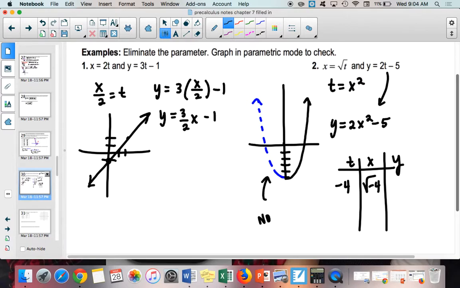So no negative values for t because x was equal to the square root of t, right? Does that make sense? You can't put negatives into that. Okay.